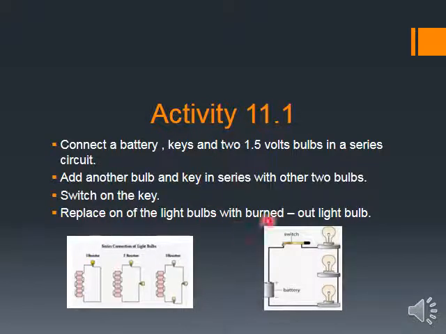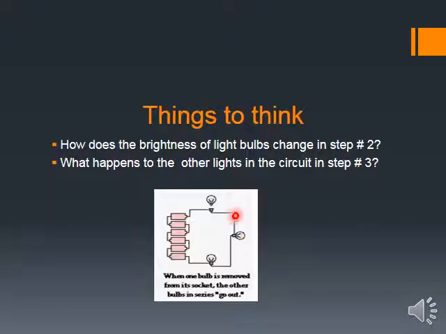Replace one of the light bulbs with a burned out light bulb. The first question is related to the second point: how does the brightness of the light bulbs change in step 2? In step 2 we have added a light bulb. What will happen to its brightness? The brightness of all the light bulbs is affected, and they are not too bright.